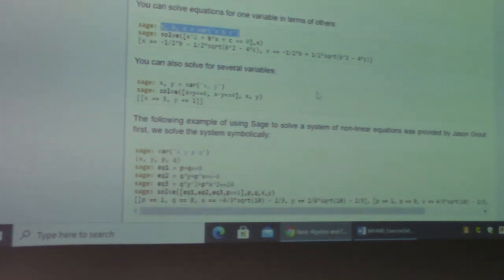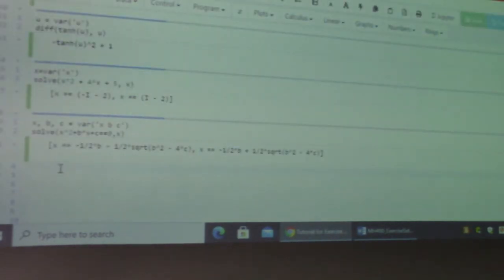Oh, look, it'll solve systems of linear equations. See that? We can let x and y be variables. We can solve, you could just make a list with brackets like that to solve more than one at once. That's neat. Cool.